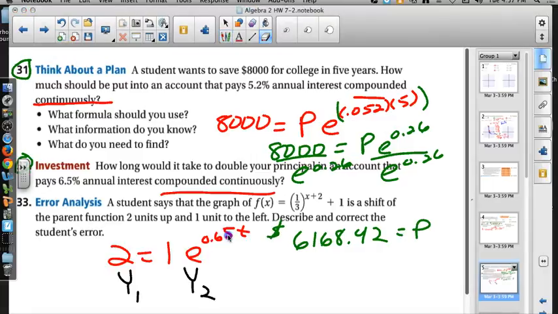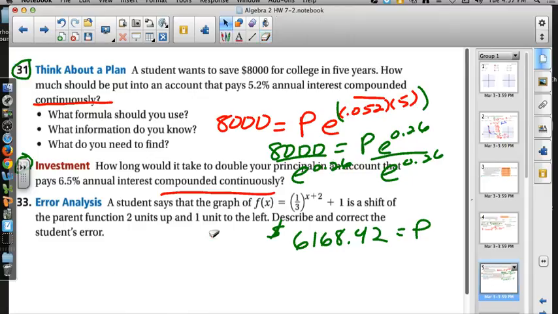All right, so the next one I'm going to go after here is going to be number 32, which is how long would it take to double your principal in an account that pays 6.5% annual interest compounded continuously. So we're going to use the Pert formula again, but I don't know what the principal is. And when that happens, you can just make up a principal.